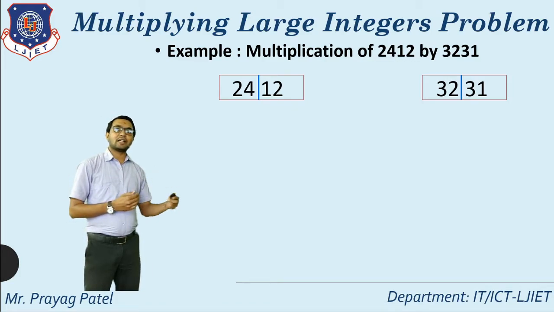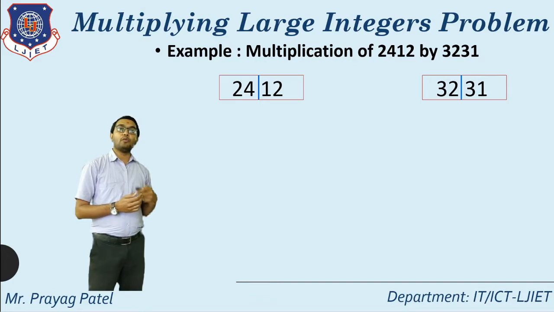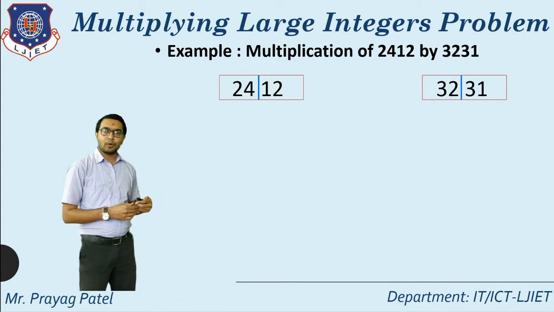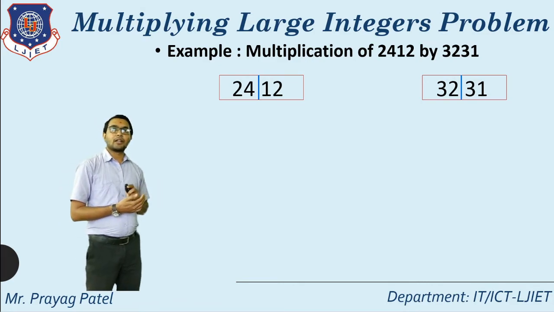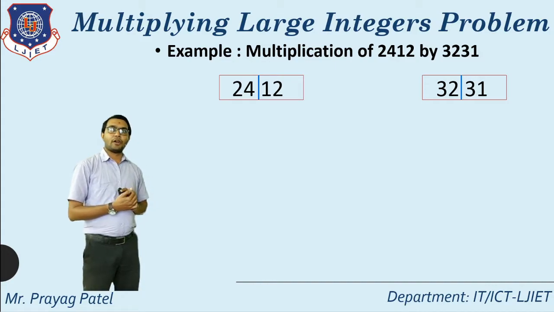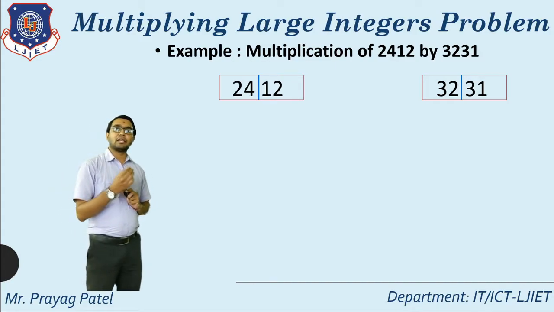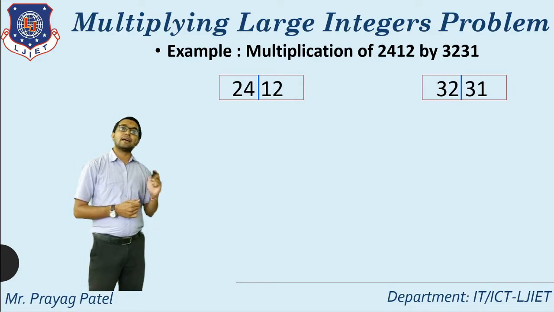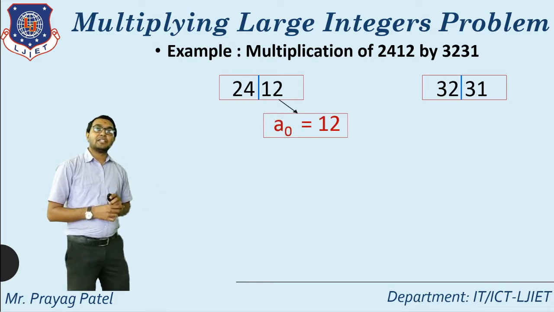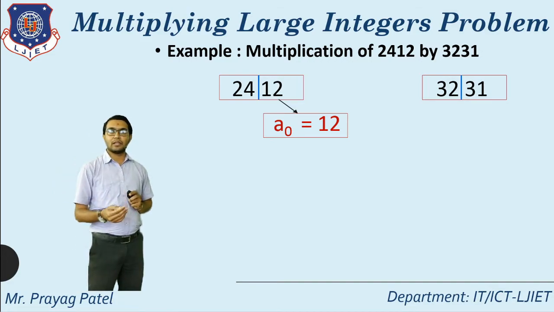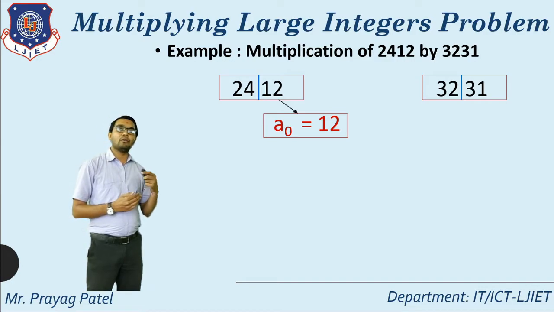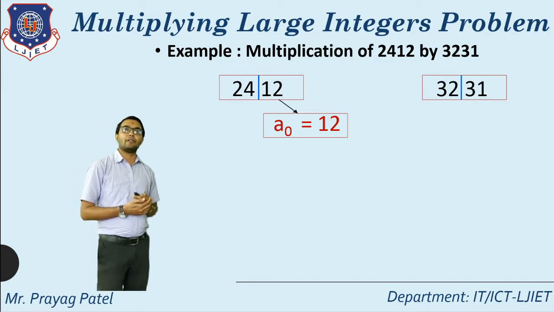Now consider a large number, because in the previous example we discussed only a 2-digit number. So here consider the next example as a 4-digit number. Then how can we divide this number into sub problems? Then how can we solve these sub problems and combine the result? So here consider the multiplication of 2412 multiply by 3231. Consider the first number 2412 as A and the second number 3231 as B. In the equation we have variables like A0, A1, B0, B1, so we have to divide these numbers into A0, A1, B0, B1.